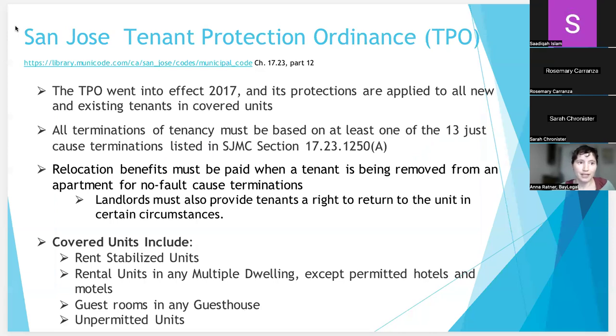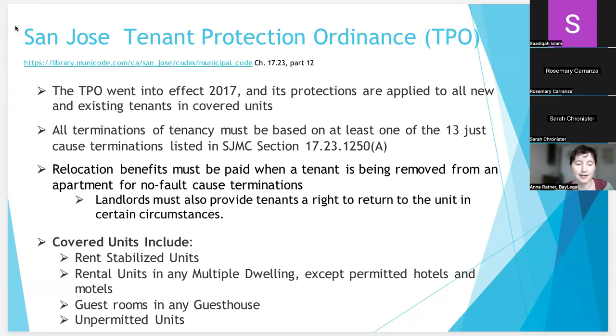I'm just briefly going to go over a little bit about the San Jose Tenant Protection Ordinance. Again, it's the local ordinance that I'm most familiar with, but if you operate in a different city or county, check your local municipal code or regulations to see if there are tenant protections available to you or people that you work with under that.